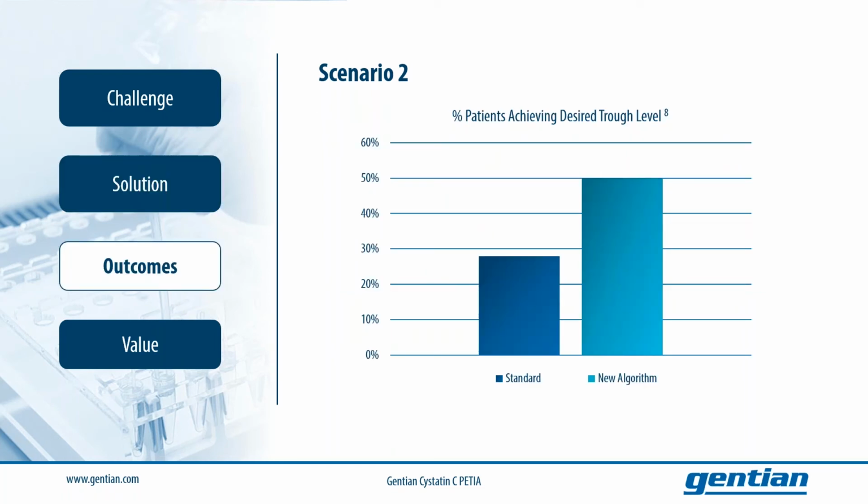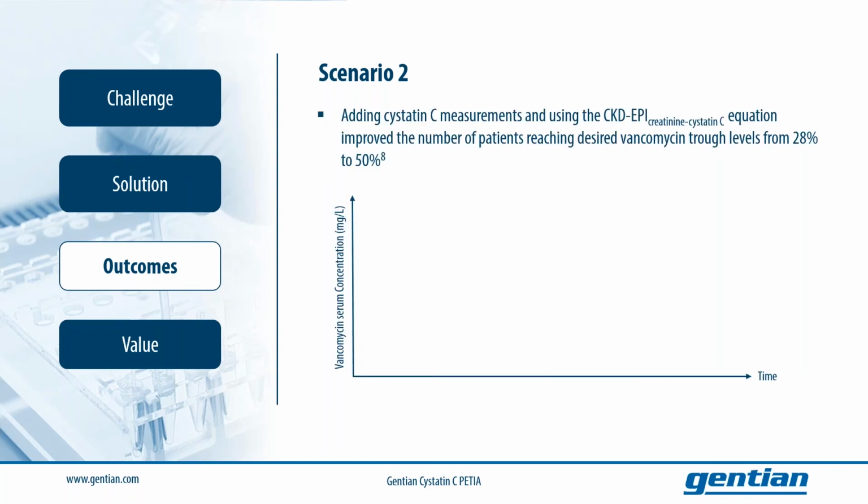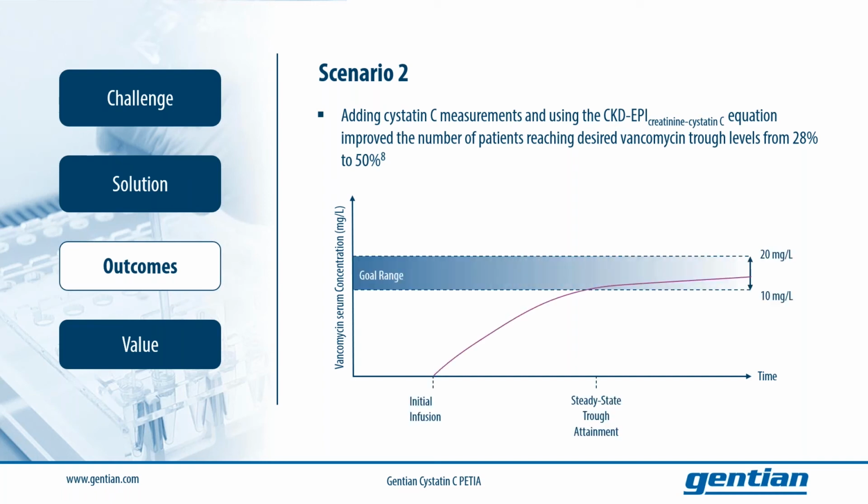What investigators found was that while only 28% of patients dosed according to the current standard of care achieved a trough concentration within their goal range, 50% of patients dosed according to the new Cystatin C-based algorithm were within their goal range. What's more is that patients receiving the antibiotic according to the new dosing algorithm achieved a steady-state trough concentration 25% faster than patients following the standard approach.